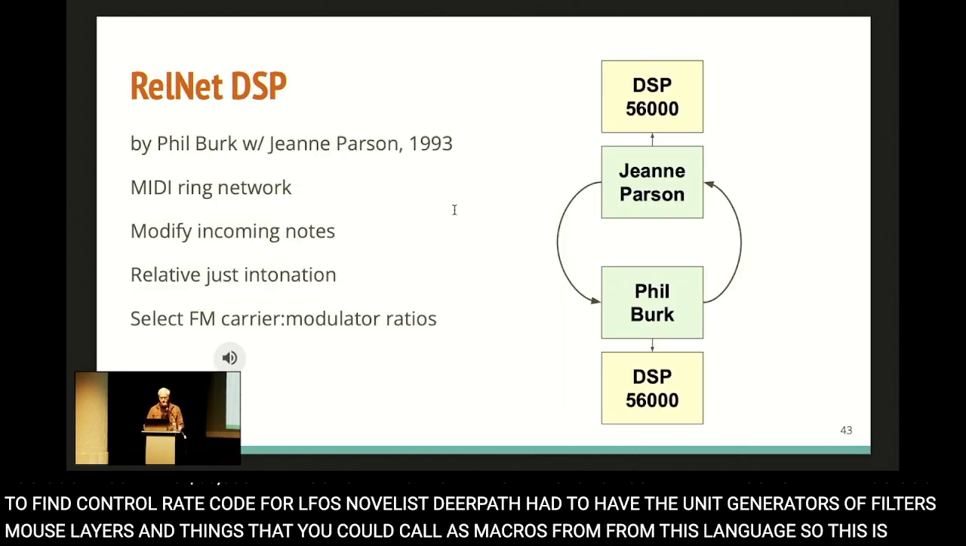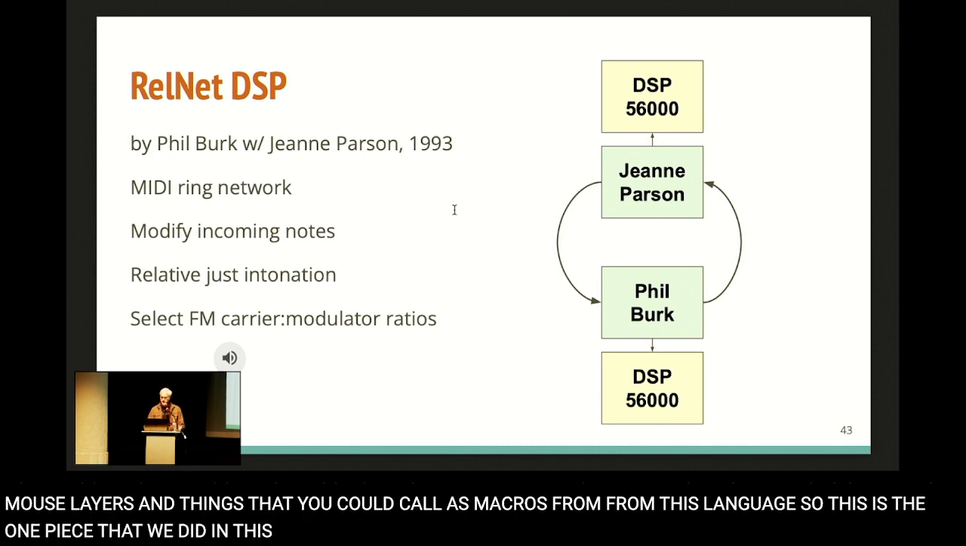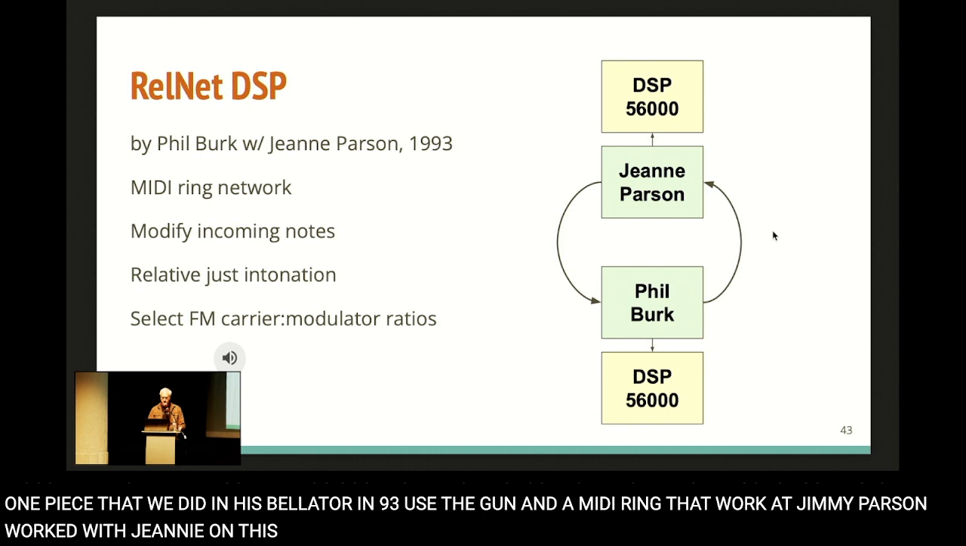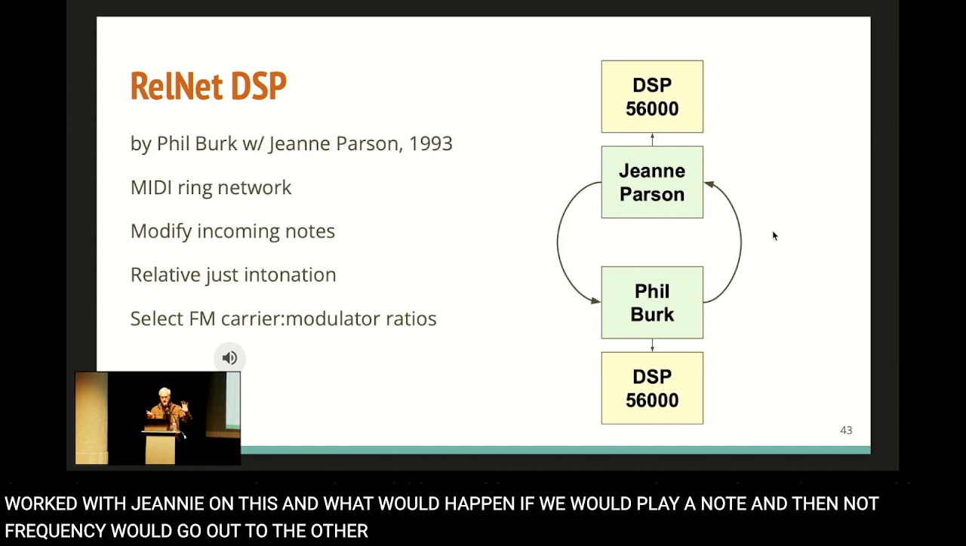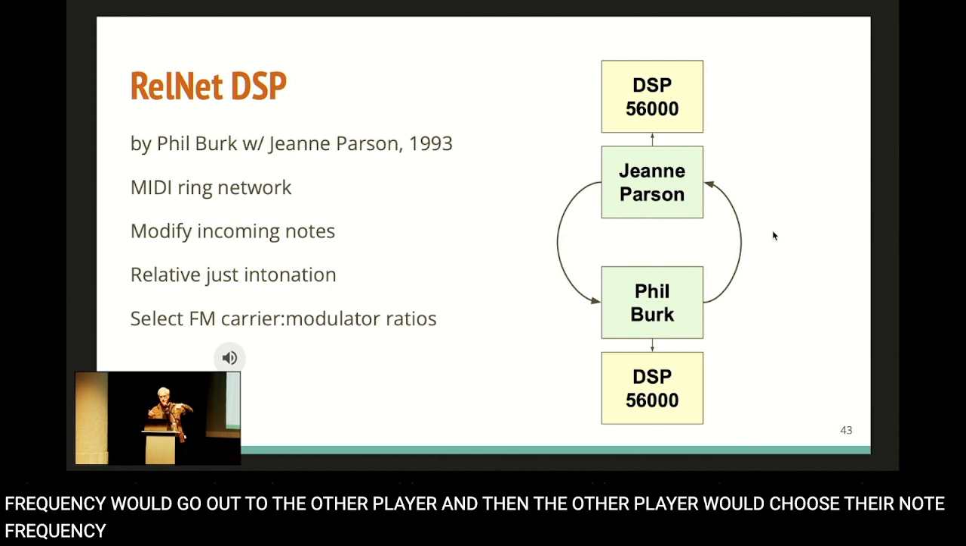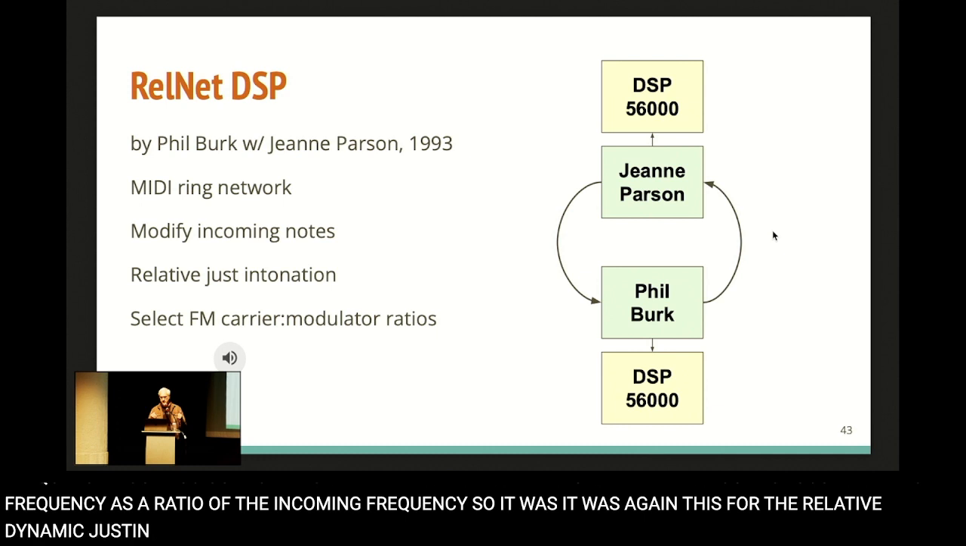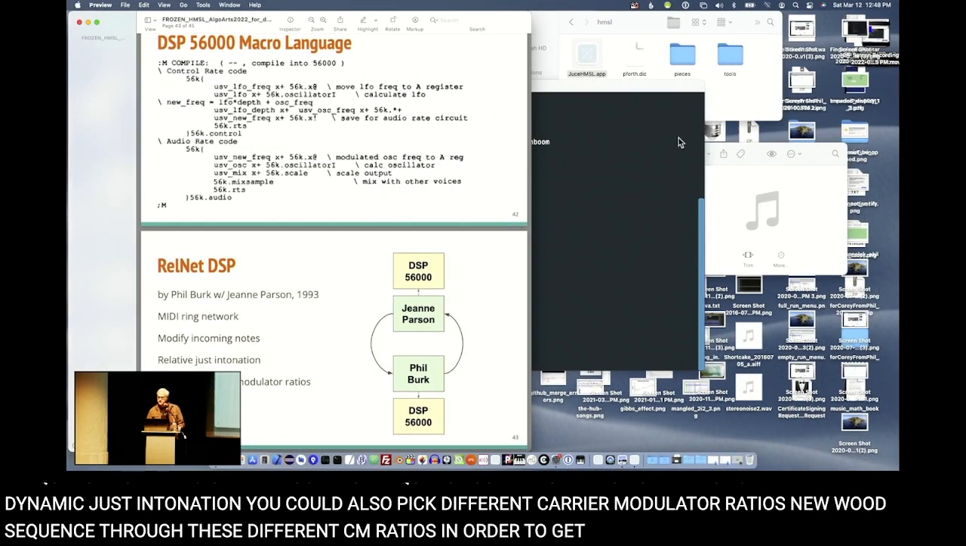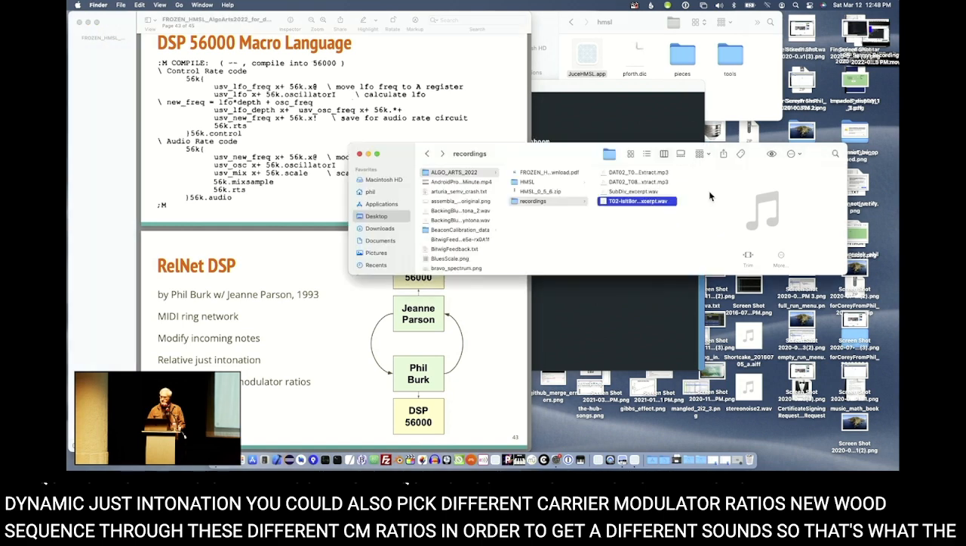So the one piece that we did, this was a bit later in '93, used again a MIDI ring network. I worked with Jeannie Parson on this. What would happen is we would play a note, and then that frequency would go out to the other player, and then the other player would choose their note frequency as a ratio of the incoming frequency. So it was again this sort of relative dynamic just intonation. You could also pick different carrier modulator ratios, and it would sequence through these different CM ratios in order to get different sounds. So that's what this sounded like.